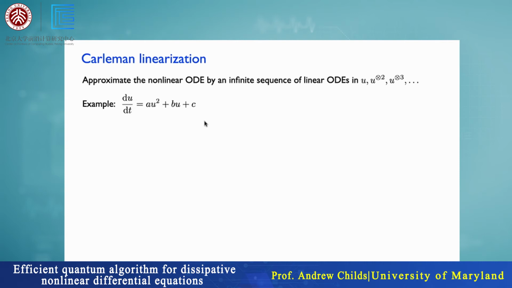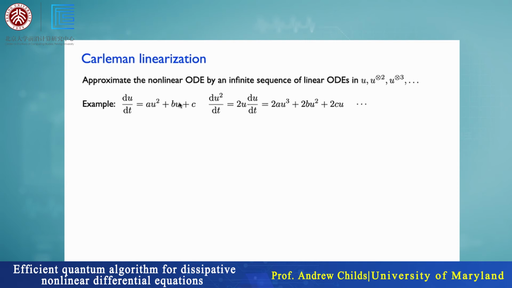Okay, so then here a quadratic differential equation looks like this. So du dt is like au squared plus bu plus c. Now what we can do is imagine that u squared is a variable in its own right. We're going to introduce that as a new variable in the linear system. If you do that, then this looks like a linear equation if you think of u squared as a separate independent variable from u.